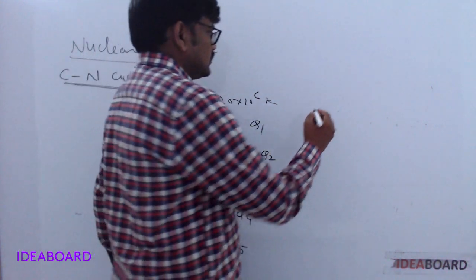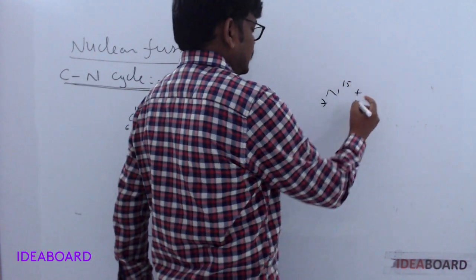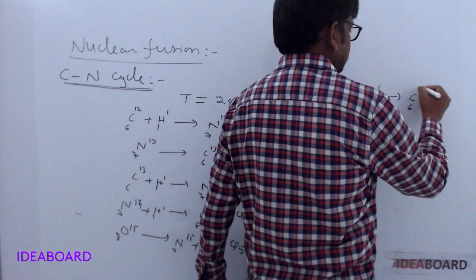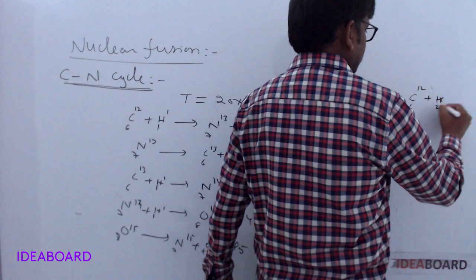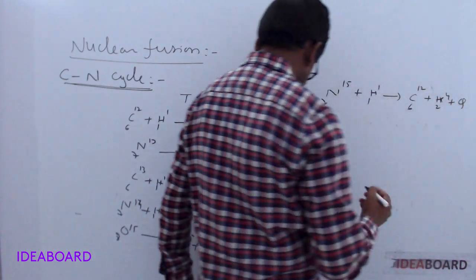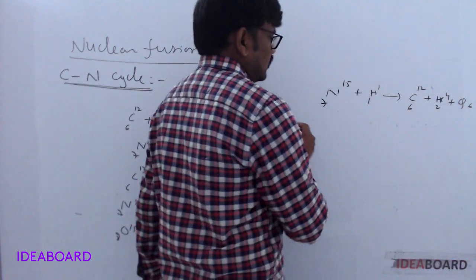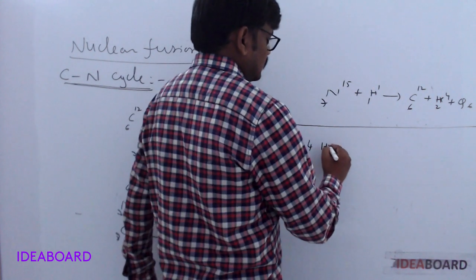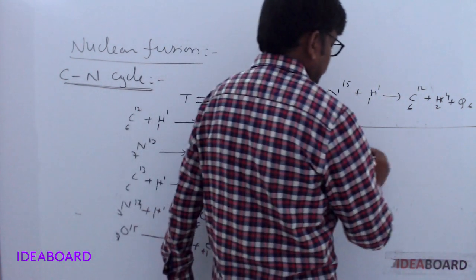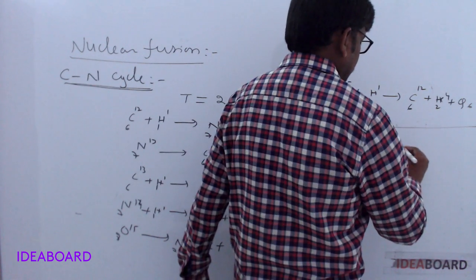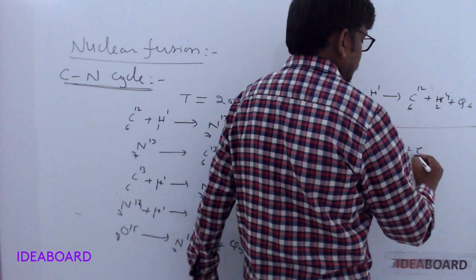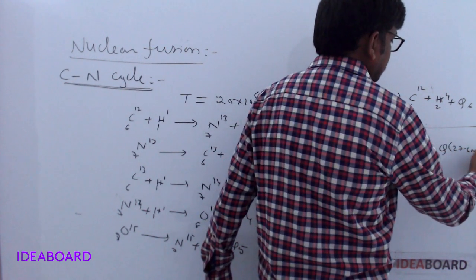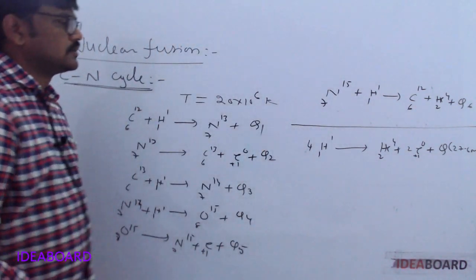Again nitrogen-15 combined with one more proton becomes carbon-12 and helium-4 and releases some energy, that we say is Q6. Now combining all these equations, we get 4 protons combined into helium-4 and 2 positrons, and release of some energy, that is 27.6 MeV. So this is the carbon nitrogen cycle.